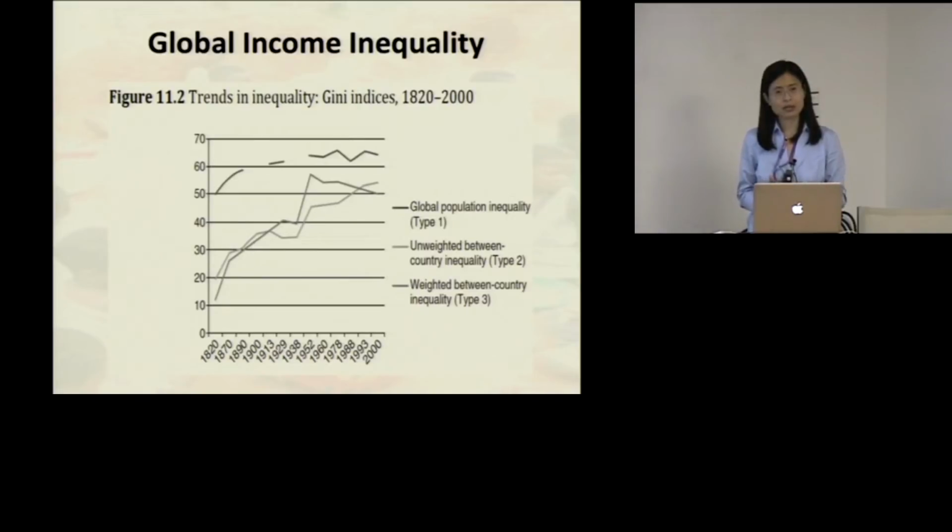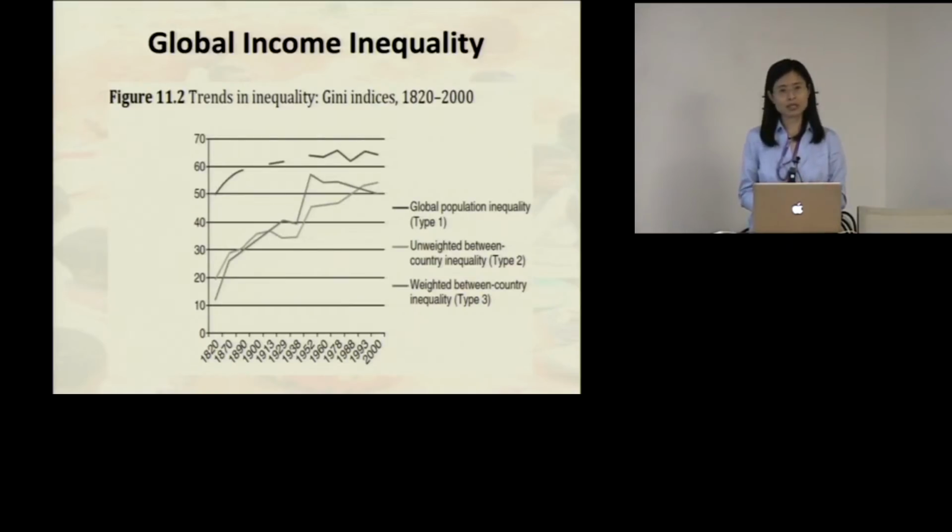The second way to do it is to choose one ambassador from each country, and that ambassador will have the average income of that country. Then you calculate the Gini index across different countries. What you get is the second line, which we call type 2 on your figure. That line shows that the world inequality is increasing over time.